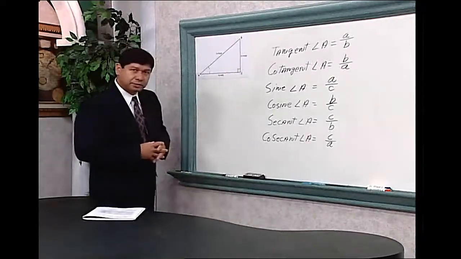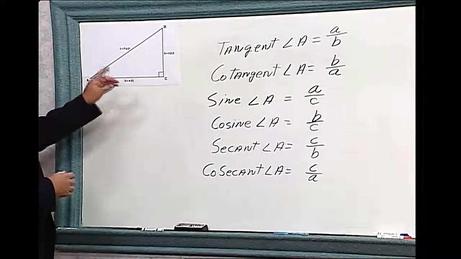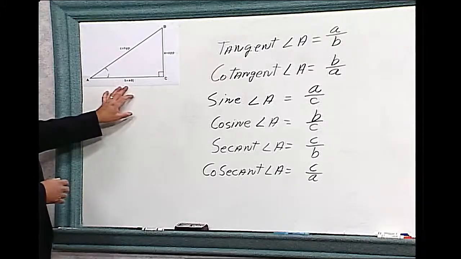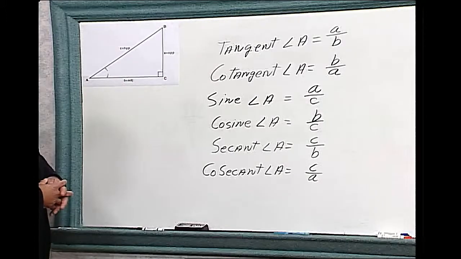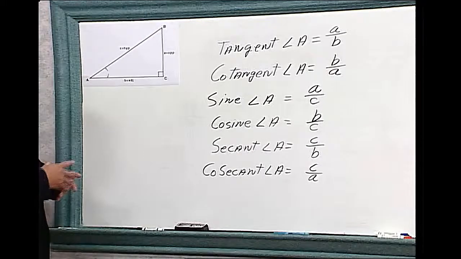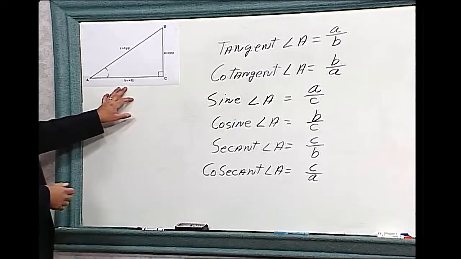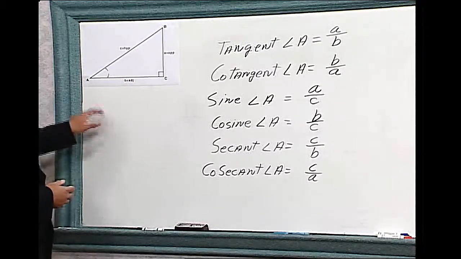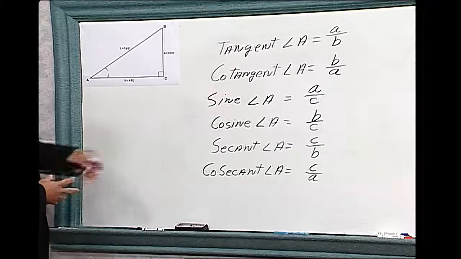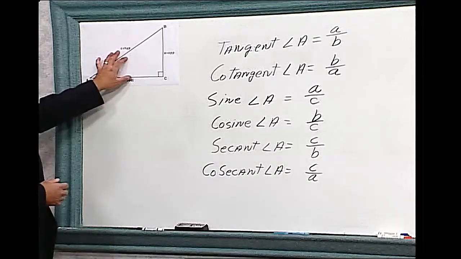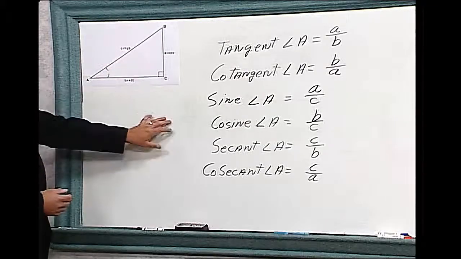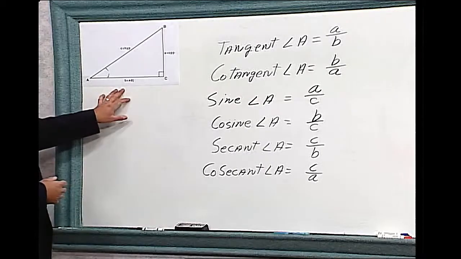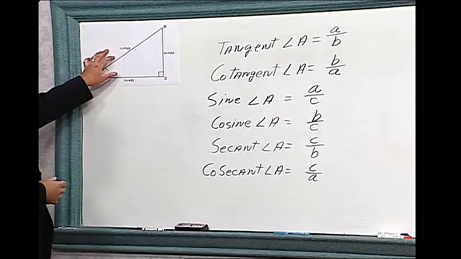The tangent of angle A would be equal to A over B, A being the opposite side over B, the adjacent side. The cotangent of angle A is equal to B over A, or the adjacent side over the opposite side. The sine of angle A would be equal to A over C, or the opposite side over C, the hypotenuse. The cosine of angle A is equal to B over C, or B, the adjacent side, over C, hypotenuse.